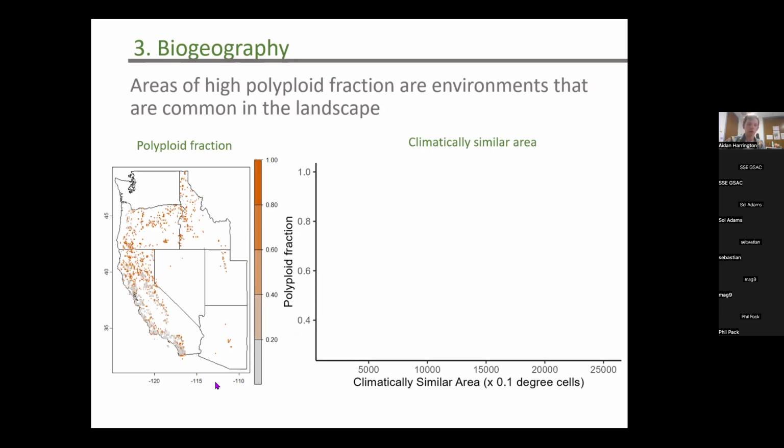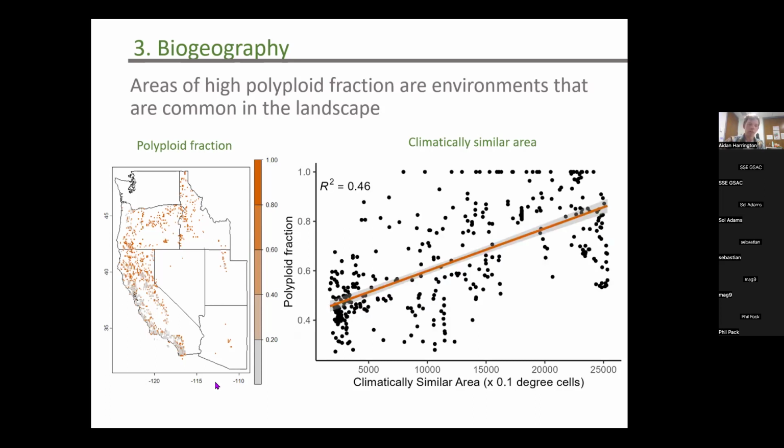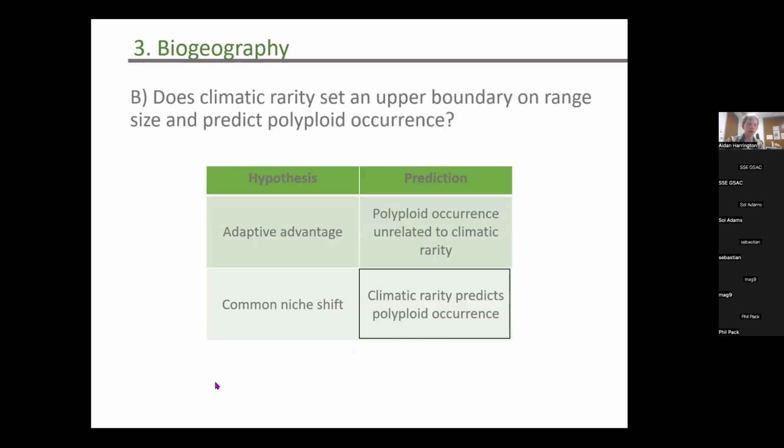And we can look and see, again, here on the x-axis, we have climatically similar area. On the y-axis, we have polyploid fraction. We can see that there's a nice association between climatically similar area and polyploid fraction. So essentially areas where the climate is very common and homogeneous over wide areas tend to host a greater proportion of polyploid Clarkia compared to diploid Clarkia. So again, it doesn't really seem that we have evidence for the adaptive advantage that is purportedly associated with Clarkia polyploids.